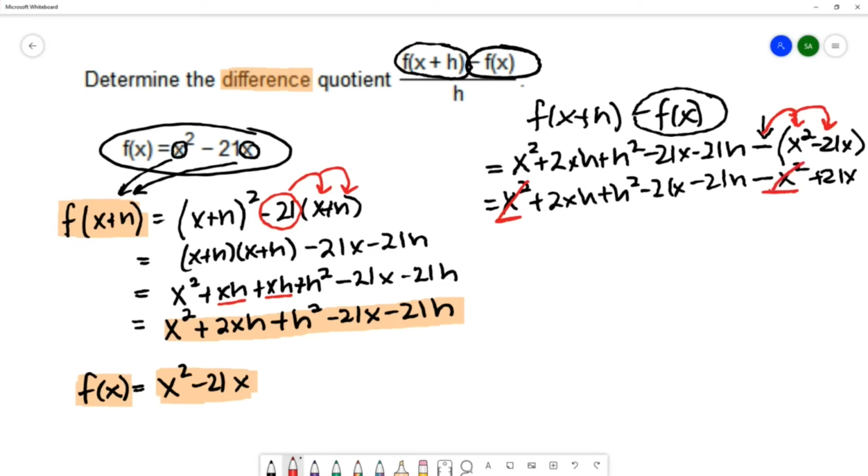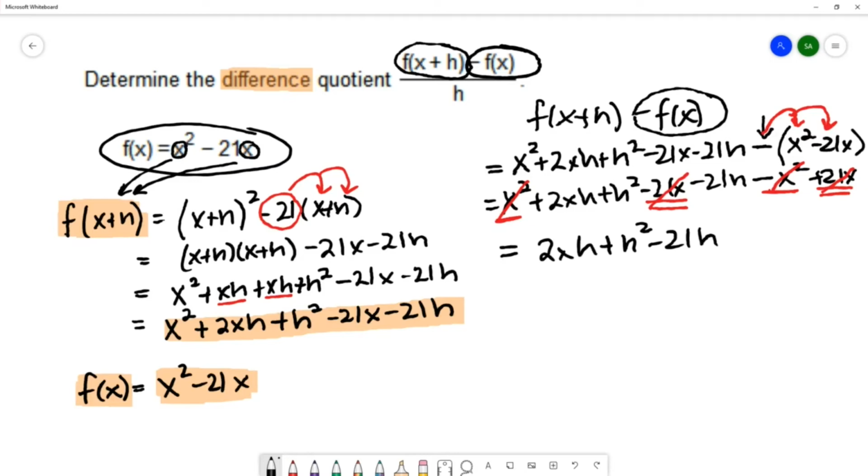And then we have another pair of like terms here, negative 21x, sorry about that, negative 21x and positive 21x. Those are like terms. They're also opposites, and when we add them together, they will zero out, so we cancel those terms out. And the terms that we have left are 2xh plus h squared minus 21h. So this is going to give us the numerator of our difference quotient.